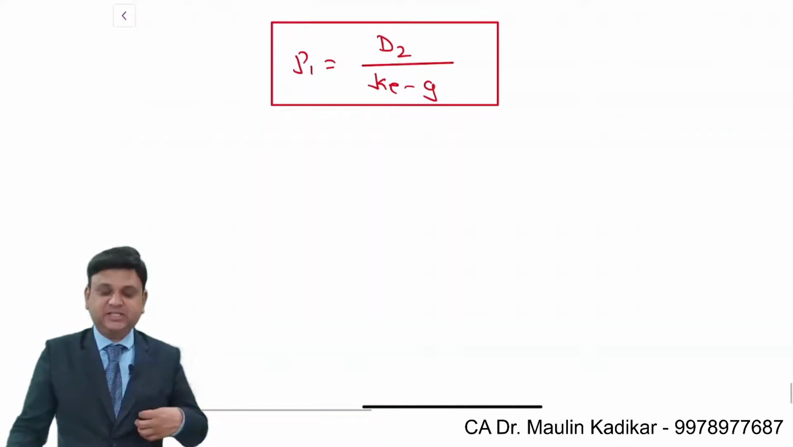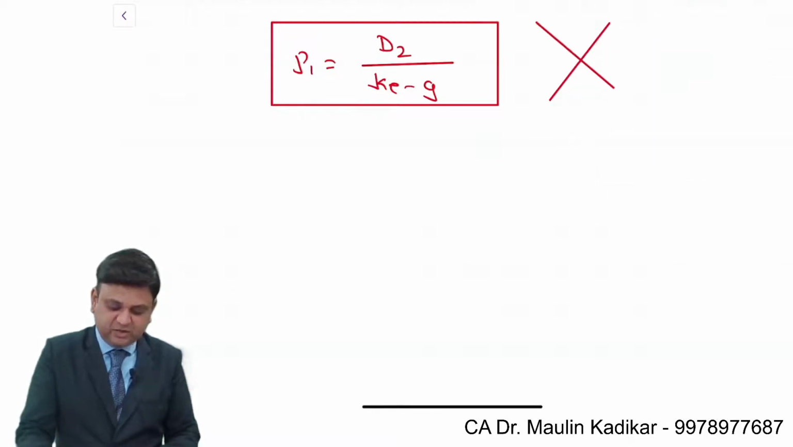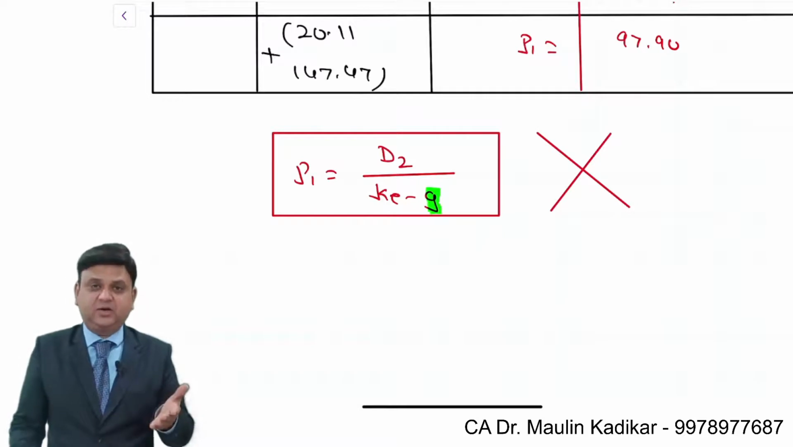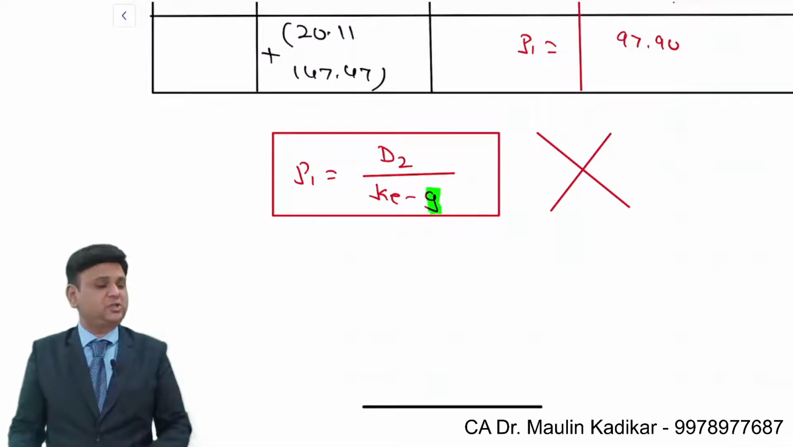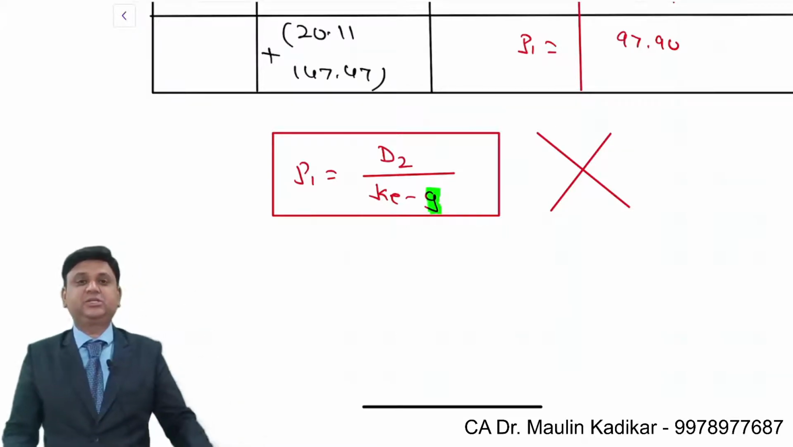Dear student, we understand that over here again this formula cannot be applied. In order to apply this formula, the important condition is that from the end of the second year onwards, for perpetuity, the growth rate has to be constant. Over here, from the end of the second year onwards, the growth rate is not constant. That is the reason that for calculation of P1, we have to prepare the cash flow series from the investor's point of view to find P, that is, the price.